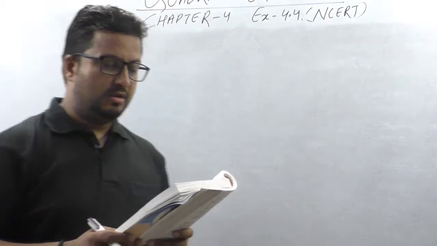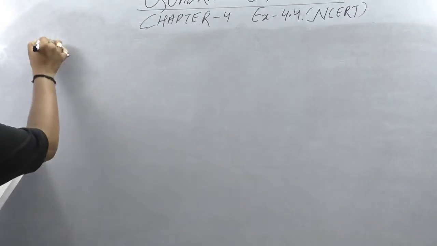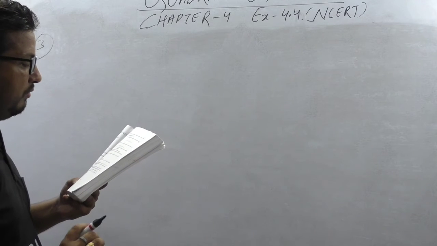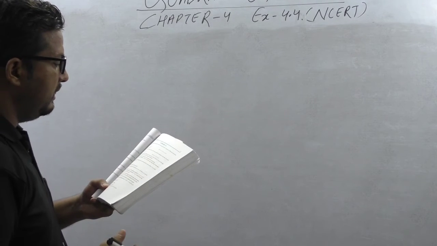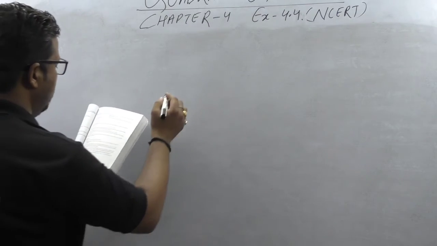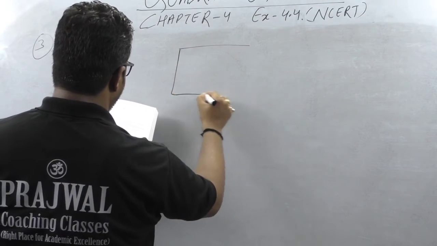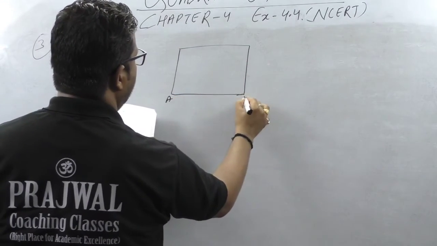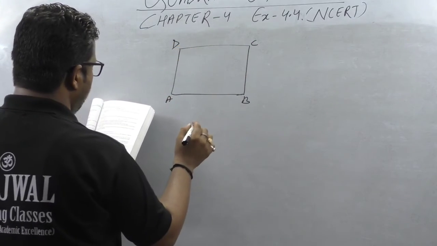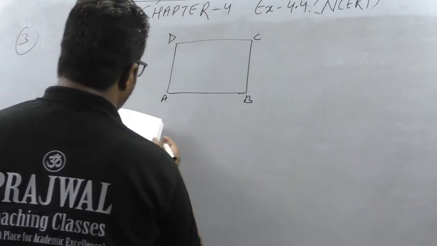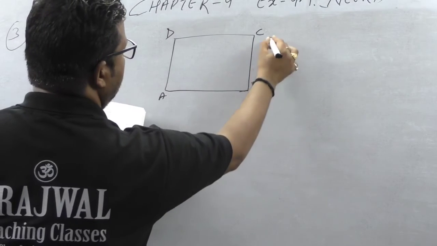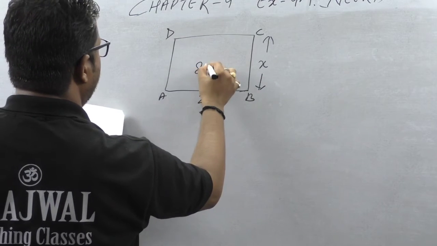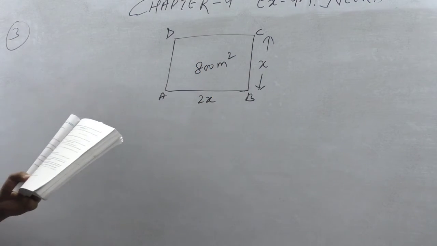Now we can do question number third of exercise 4.4. It is given: is it possible to design a rectangular mango grove whose length is twice its breadth and the area is 800 meter square? If so, we can check it. So we have taken a rectangular mango grove. Its length is twice its breadth. Consider the breadth as x, so the length is twice of it, and the area is given as 800 meter square. We have to check whether it is possible or not.